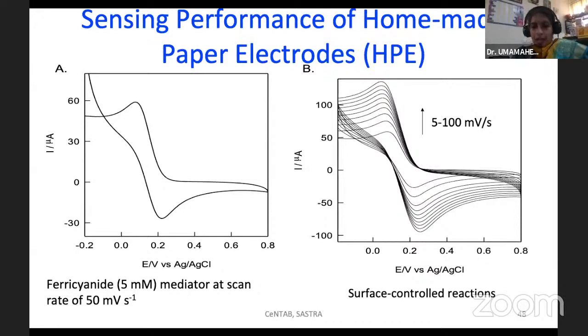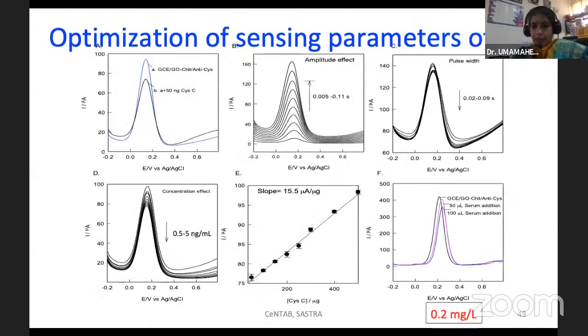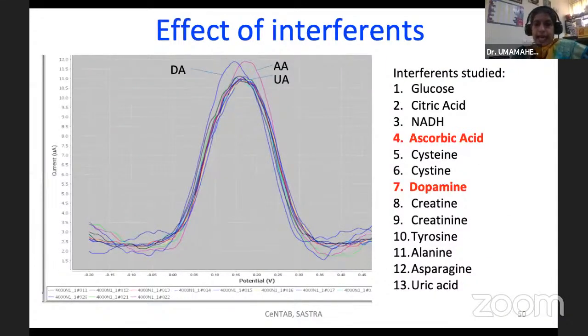These are some of the data that we could get from the homemade paper electrodes. And we were able to get a detection limit of 0.2 milligram per liter on this. We also looked at serum, and we looked at the effect of interference. We did not see much interference from amino acids, but there was some amount of shift when we had dopamine and ascorbic acid.